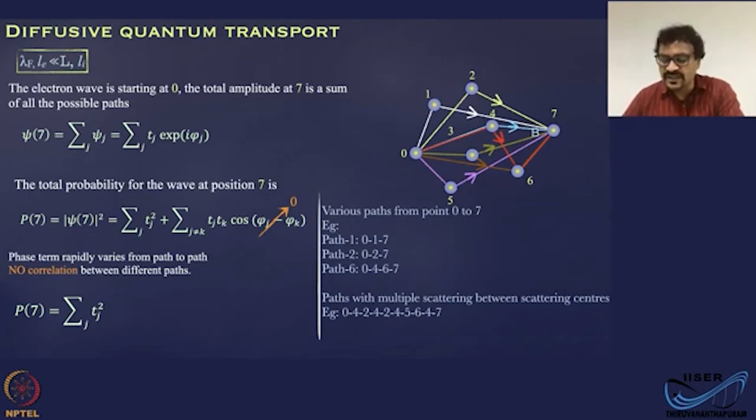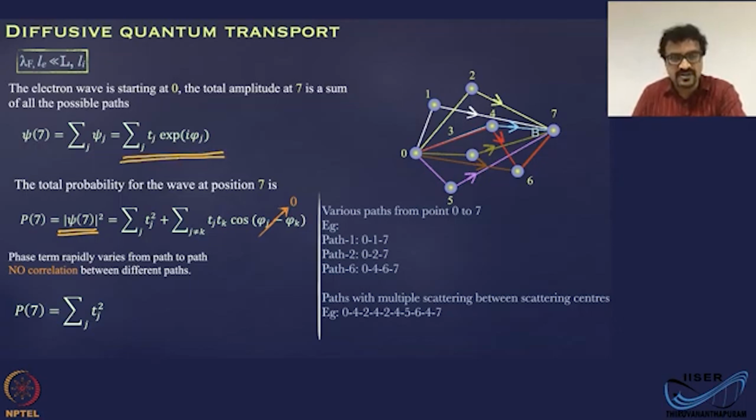Each of these psi j is given by t_j, the transmission probability through that path, or you can say the amplitude of that path, times e to the power i phi j, the phase term, which is how much phase the wave accumulates between the start and end point through that particular path. This is the wave function, and the probability is basically the square of this wave function. So P7, the probability from 0 to 7, is the square of this wave function here.